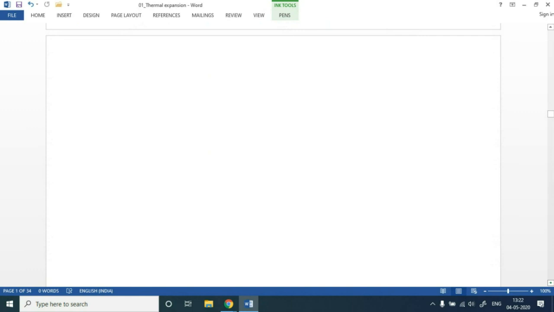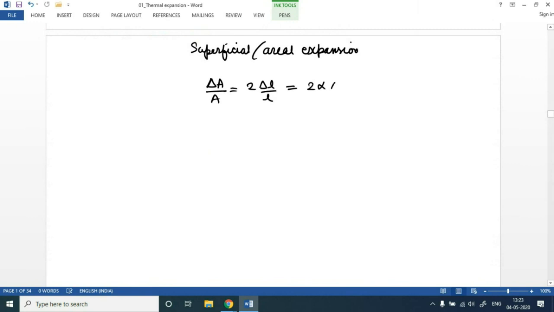Okay, so first of all let's have areal expansion, which is also known as superficial expansion. So clearly, delta A by A you can write as 2 times delta L by L. And delta L by L we clearly know is nothing but alpha delta theta, so that would be 2 alpha delta theta, and 2 alpha we know as beta, so beta delta theta, and beta is known as the coefficient of superficial expansion or coefficient of areal expansion. Obviously you can realize that beta is equal to 2 alpha.